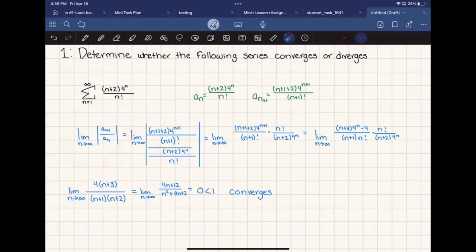Now we first want to identify a sub n and a sub n plus 1. A sub n is just our series itself. We are leaving n alone, and there we go. You see that this here matches this here.